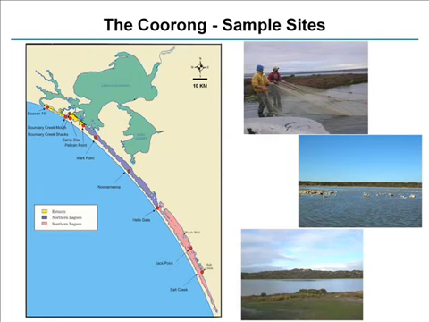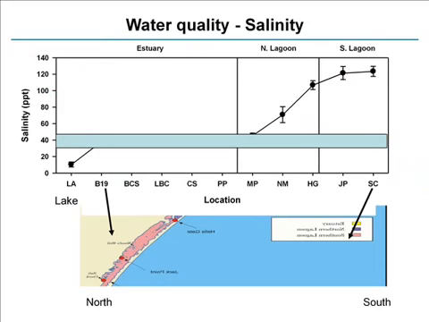So the work was done in the Coorong. This diagram just illustrates the sampling sites ranging from the estuary, the northern and southern lagoon. And this diagram here just illustrates the water quality along that lagoon in terms of the salinity. We're starting at Lake Alexandrina here, moving along the Coorong, and what you can see is that there's very few sites which we would characterise as being marine. You can see these sites up the north and south lagoon being quite hypersaline, reaching salinities up to 120 parts per thousand.